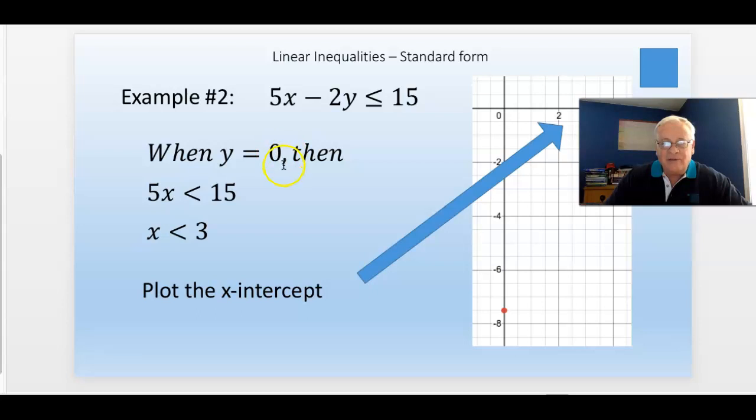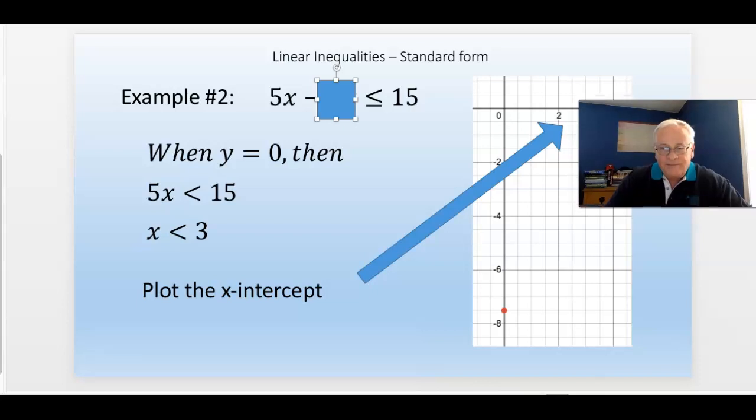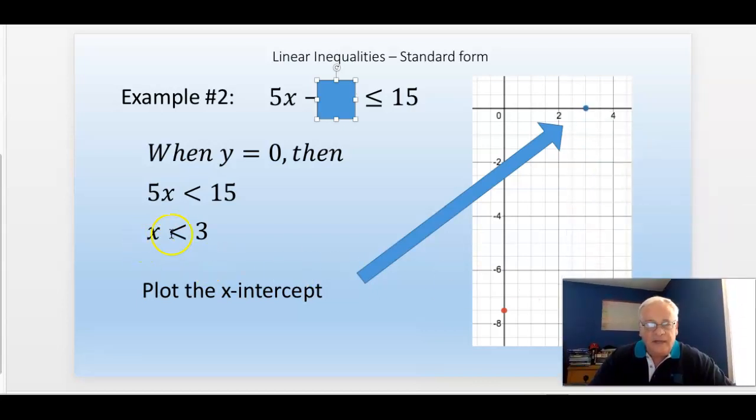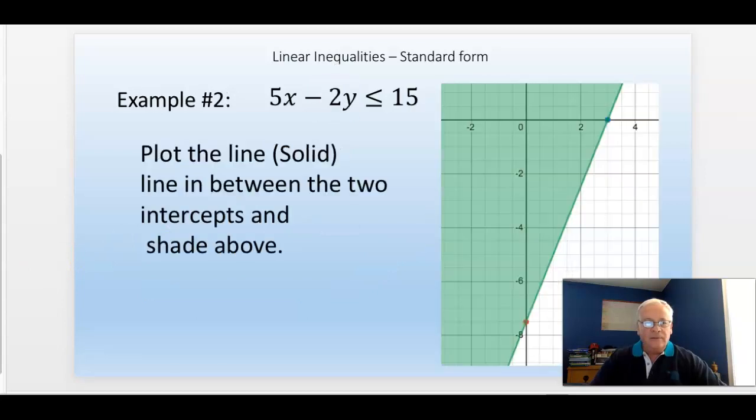Next, set y equal to 0. So you cover up that negative 2y. So 5x is less than 15. Divide both by 5. X is less than 3. Again, I'll move this out of the way. Think of x equal to 3 and plot it right there where x is 3 on the x-axis. Now you have 2 points. Go ahead and draw the line in between those 2 points. It's a solid line because there's a line underneath that inequality sign right there.